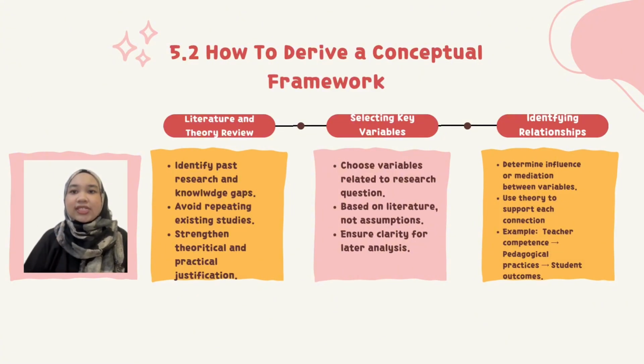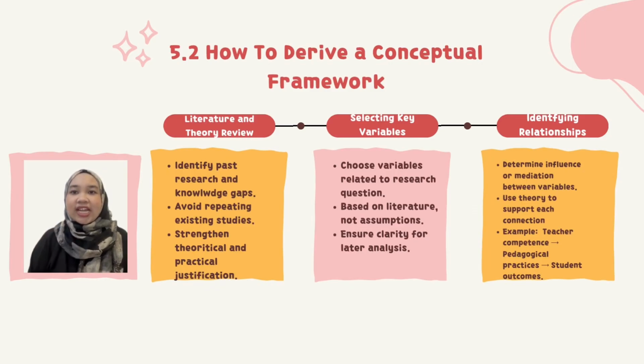Step 2. Selecting key variables. The second step is to identify the main concepts or variables. These variables must be directly related to the research question. They should be chosen based on evidence from the previous literature, not on personal assumption. If the wrong variables are selected, the study may become unclear during the analysis stage.